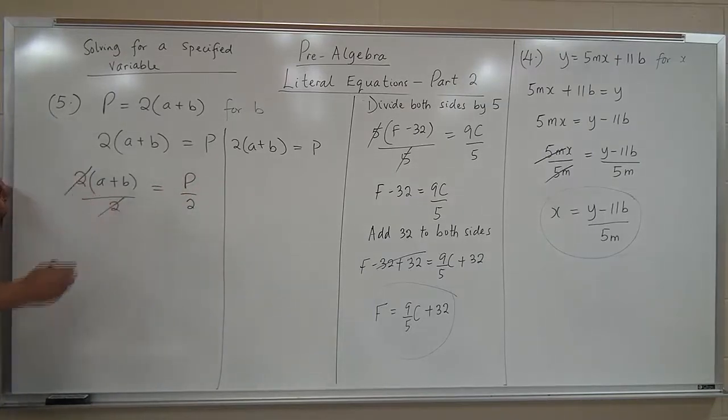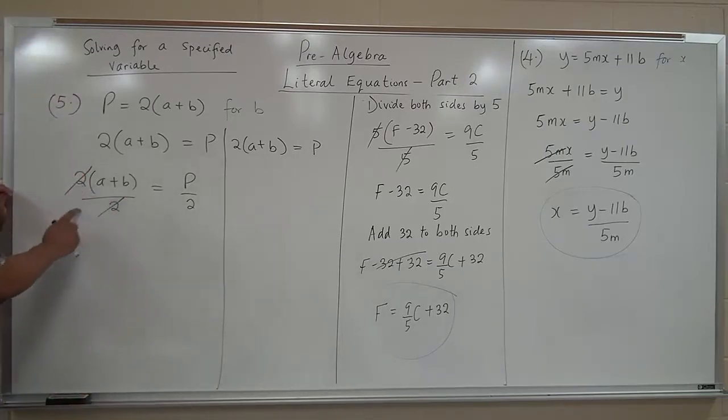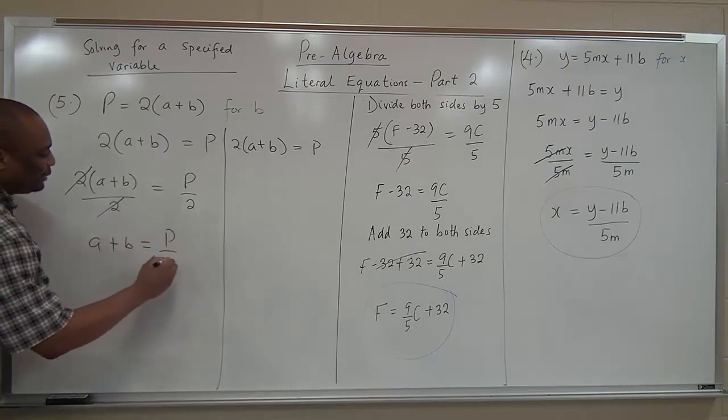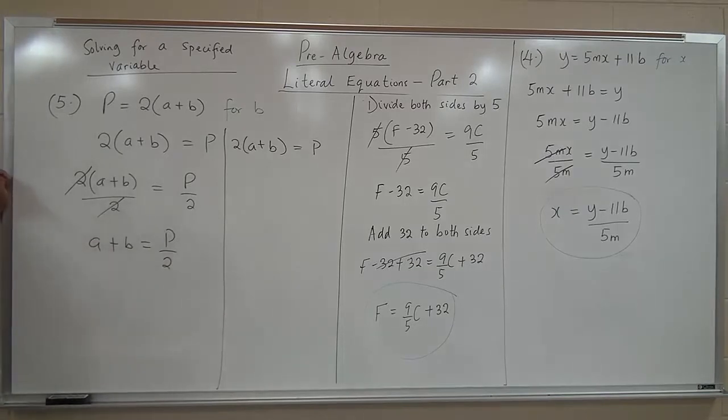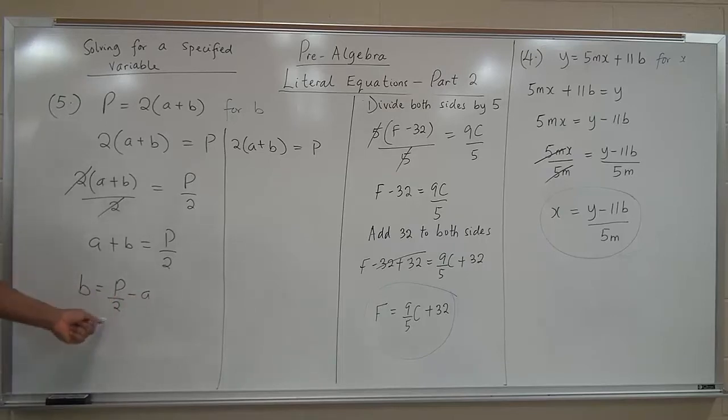So 2 divided by 2 gives you a 1. So this is a plus b equal to p over 2. Right? And then you can now subtract a from both sides. So b will be p over 2 minus a. Now, I would not want you to leave your answer like this. I would want you to go ahead and finish it up.